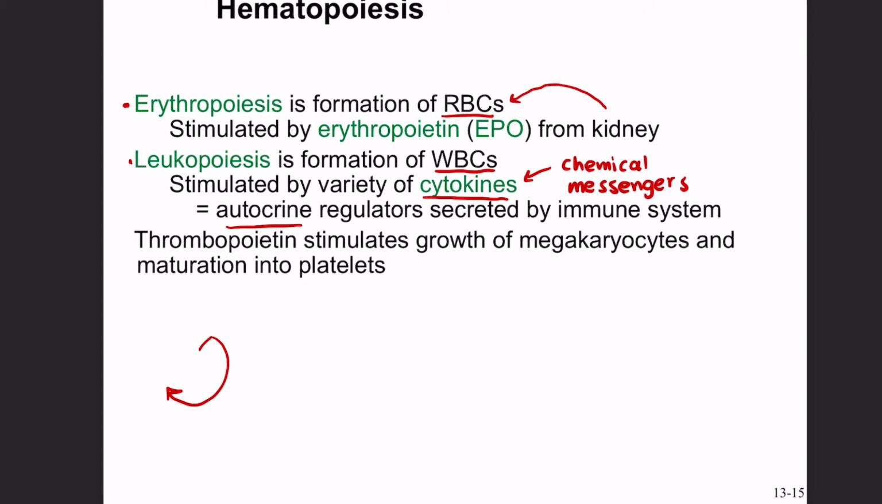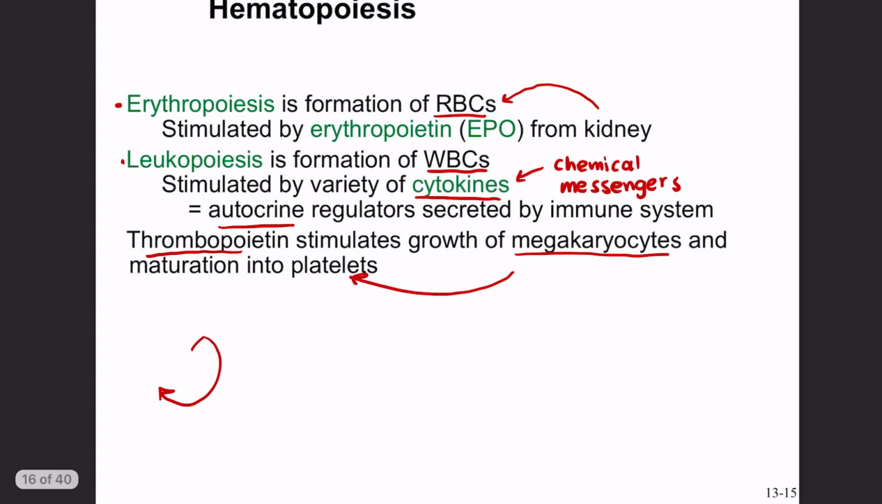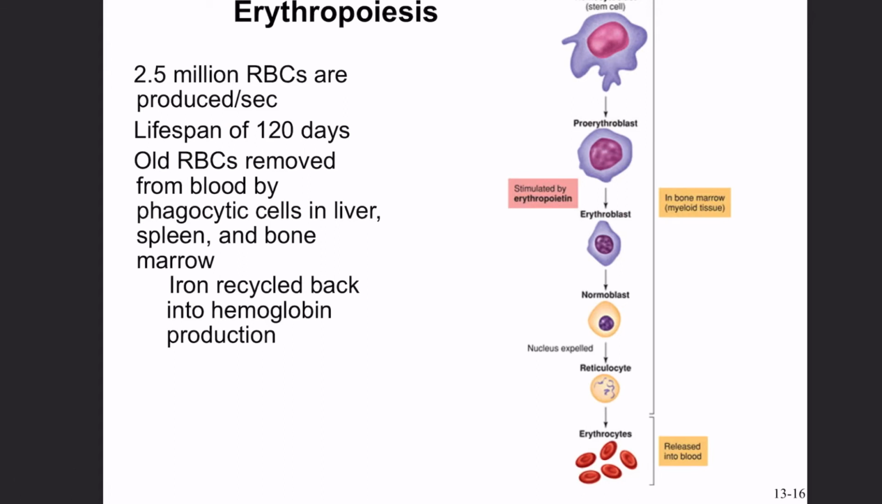Thrombopoietin is an example of a hormone that stimulates the growth of megakaryocytes, a type of cell, which are going to develop and produce platelets. So erythropoiesis, we have a lifespan of 120 days for our red blood cells, and about 2.5 million red blood cells are produced per second. Old red blood cells are removed by phagocytotic cells in the liver, the spleen, and bone marrow. And iron is recycled from this area back into hemoglobin production in our red bone marrow.